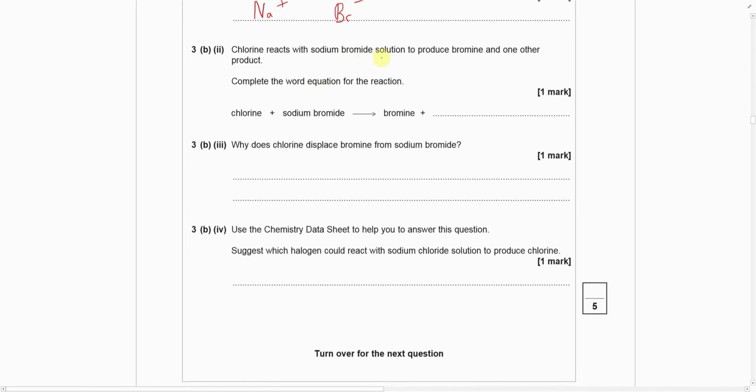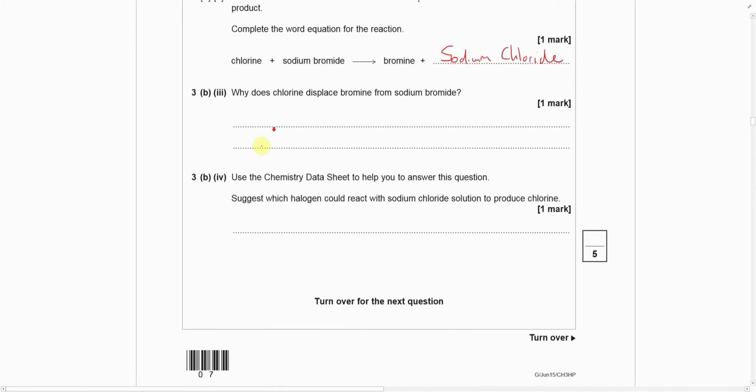Chlorine reacts with sodium bromide solution to produce bromine and one other product. Complete the word equation for the reaction. So chlorine plus sodium bromide is bromine. Well, this is obviously a displacement reaction, even says in the question below. So chlorine effectively kicks out the bromide, leaving bromine, and we make sodium chloride. Not strictly a C3 question, that's more of a C1 question, but obviously knowledge is the same across all three.